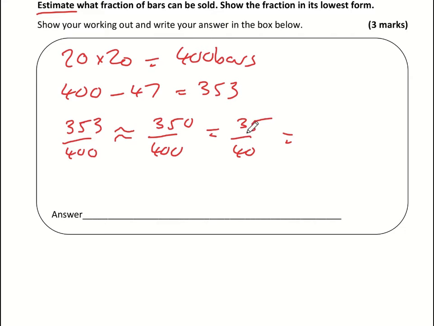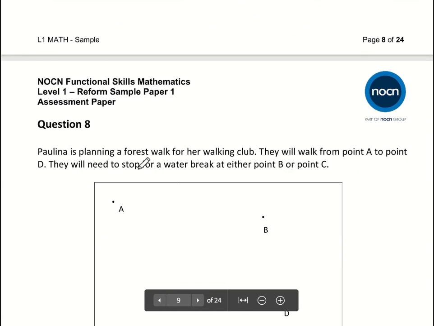We've got two multiples of 5 here, so now if we divide the top and the bottom by 5, we can simplify it again. So that is 7/8. So approximately 7/8 can be sold.